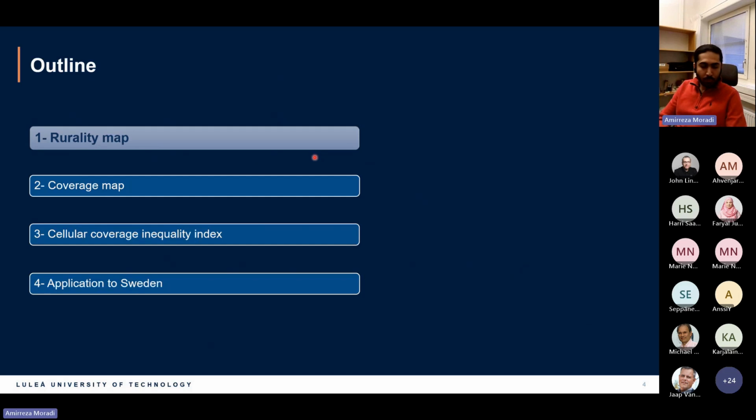In order to introduce this index, I will first talk about a method to create a rurality map, and then I will discuss how to create a coverage map, and then with that information I will introduce the cellular coverage inequality index, and finally I will use Sweden as an example. Let's begin with the rurality map.